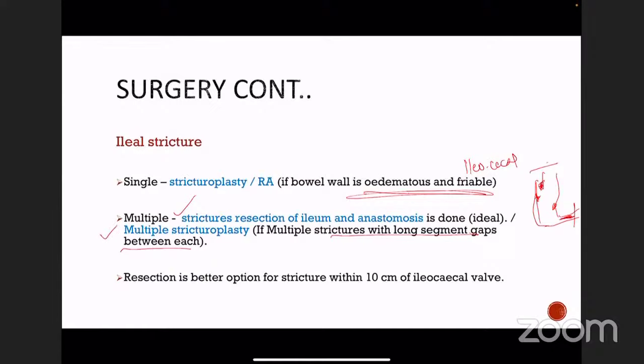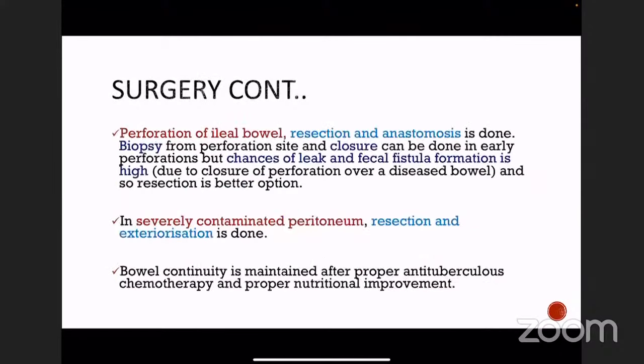So resection is always the better option for a stricture within 10 cm of the ileocecal valve. If you do strictureplasty, there are chances of further narrowing of the lumen. So it is better to do resection and anastomosis if there is a stricture within 10 cm of the ileocecal valve, right? This was about operative intervention for ileal stricture.